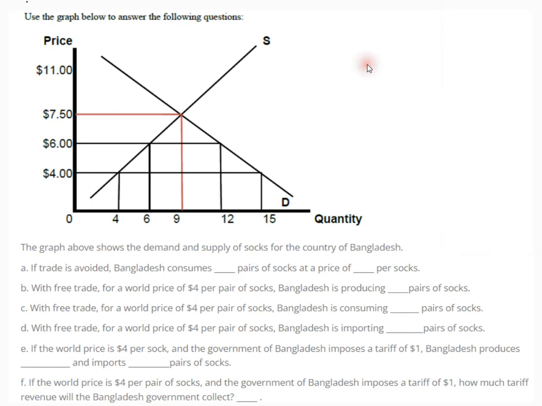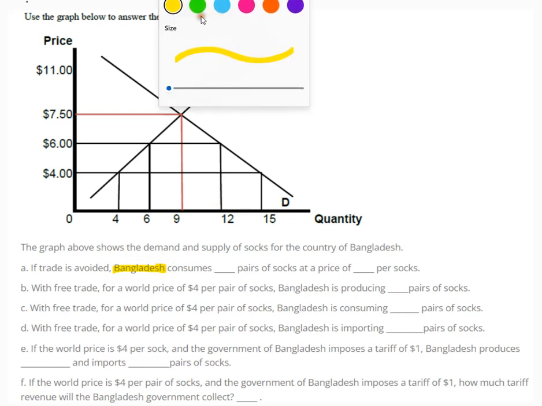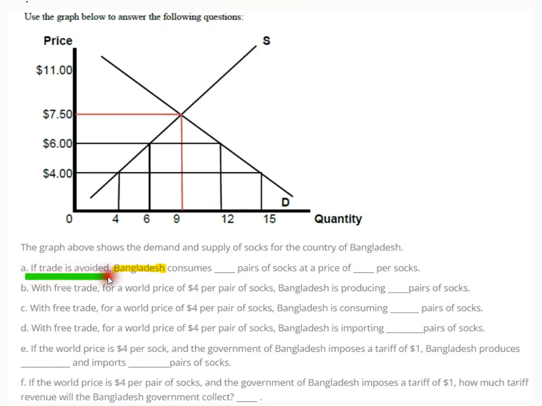In this video, we're going to analyze a small country trade problem, very common to a microeconomics class. Here we've got a country, Bangladesh, and when they don't trade with the rest of the world, which in this problem says if trade is avoided, that just means we're going to follow whatever the demand is and the supply. So it should be a pretty familiar type of problem. We're just going to go to where those meet, and so the answer to the first one, they would consume 9 pairs of socks at $7.50 per sock.